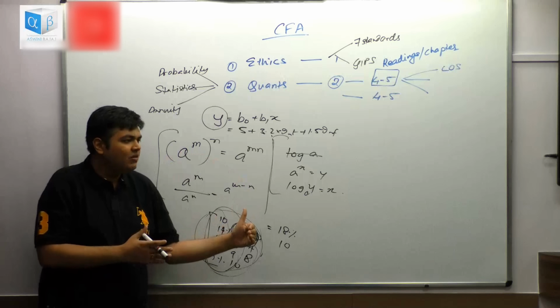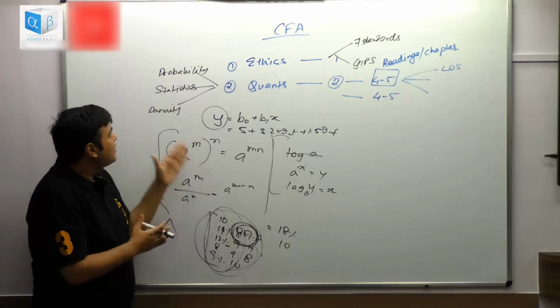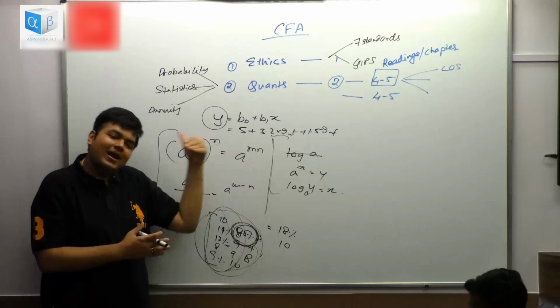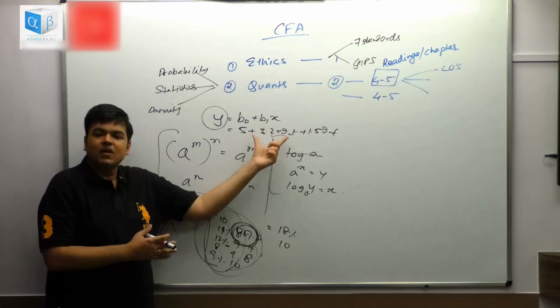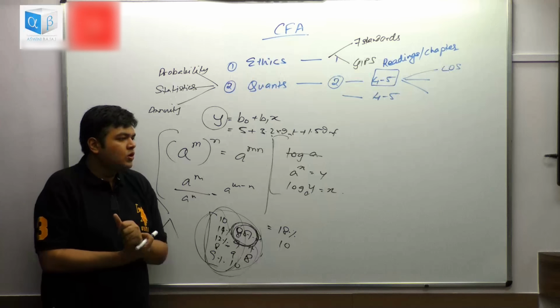Quants is not there in level 3. It is there in levels 1 and 2 only. In level 1 Quants, we are talking about probability, statistics and annuity. In level 2, we are going ahead with statistics. We are going to be focusing on the relationship, the equation. This is what we are going to be focusing on in level 2. So that part is Quants.